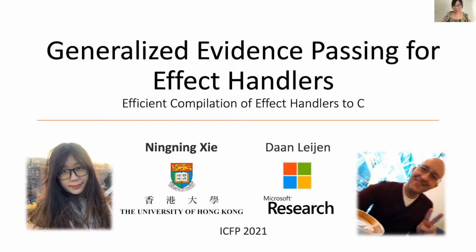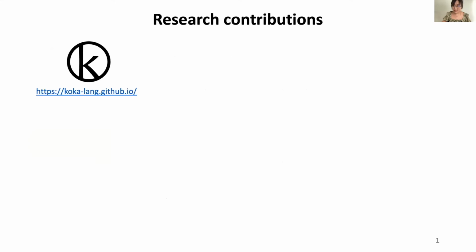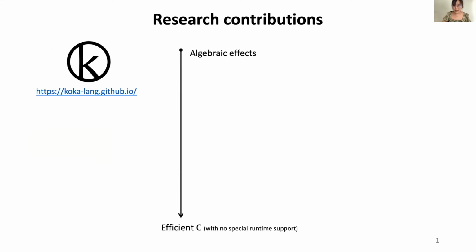Hello everyone, I'm Ningning. Today I'm going to talk about generalized evidence passing for effect handlers, or efficient compilation of effect handlers to C. In this work, we give a formalized evaluation semantics for algebraic effects into a polymorphic lambda calculus, and show how this technique can be used to generate efficient C code with no special runtime support.